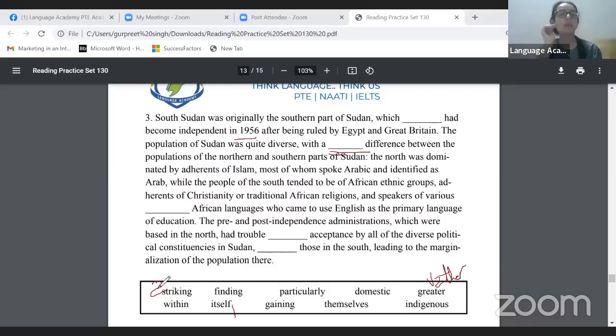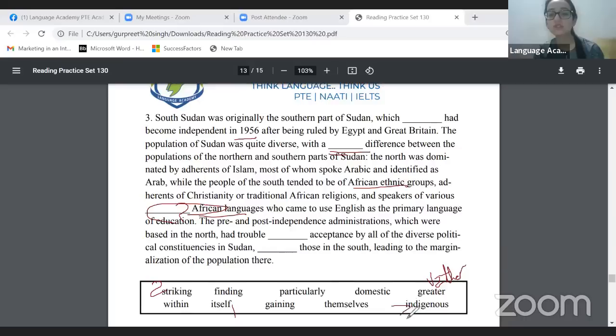Between the populations of the northern and the southern parts of Sudan, the north was dominated by Islam, most of whom spoke Arabic and identified as Arab, while the people of the south tended to be of African groups, adherents of Christianity or African religions, and speakers of various African languages who came to use English as a primary language. Speakers of various African languages. So they are African groups only, and they are speaking African languages. So what type of African languages? Their own language, obviously, because they belong to Africa. So their own language would be called indigenous language, meaning their own.